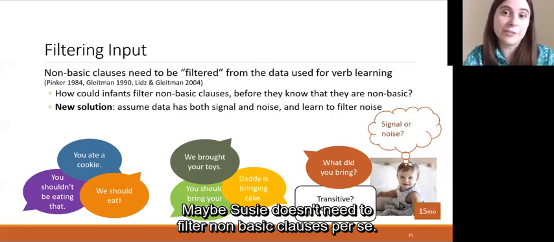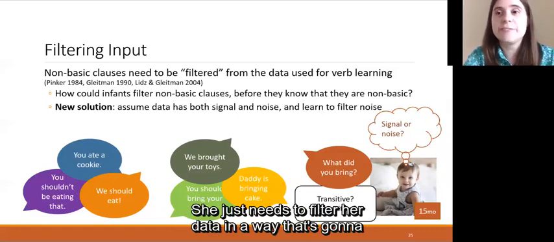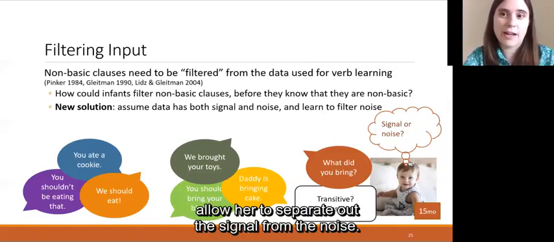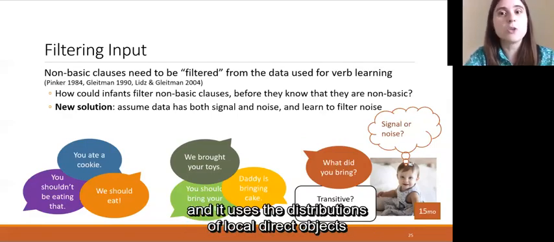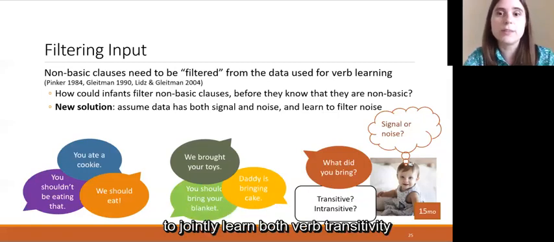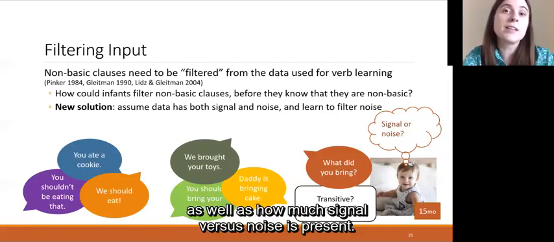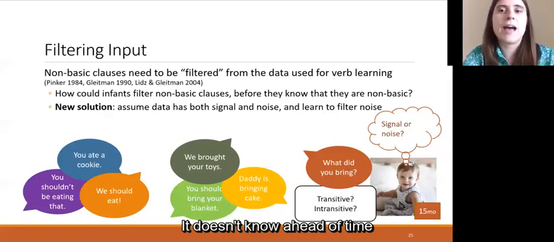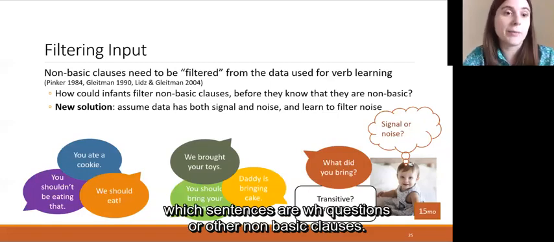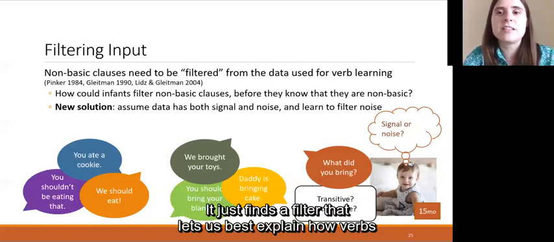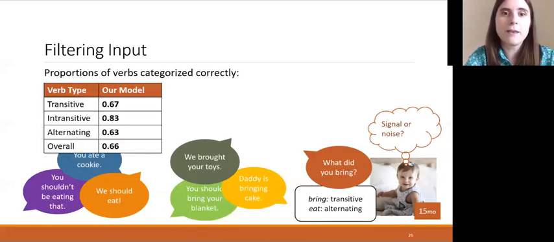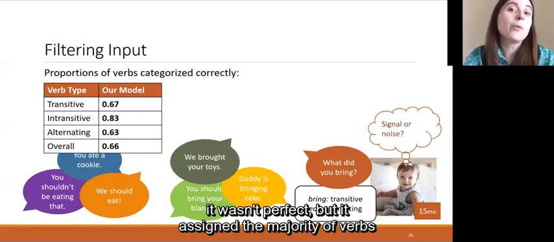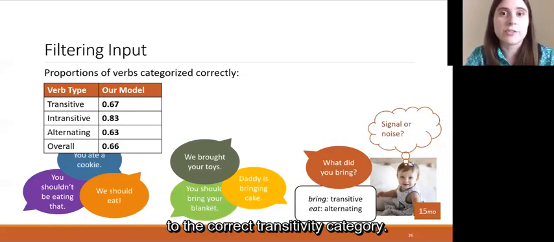Maybe Susie doesn't need to filter non-basic clauses per se. She just needs to filter her data in a way that's going to allow her to separate out the signal from the noise. Our model implicitly expects that its data will have some noise, and it uses the distributions of local direct objects to jointly learn both verb transitivity, as well as how much signal versus noise is present. And crucially, it doesn't know why there's noise. It doesn't know ahead of time which sentences are WH questions or other non-basic clauses. It just finds a filter that lets it best explain how verbs are distributing with the arguments that it can recognize. And when we tested it on child-directed speech, it wasn't perfect, but it assigned the majority of verbs to the correct transitivity category.